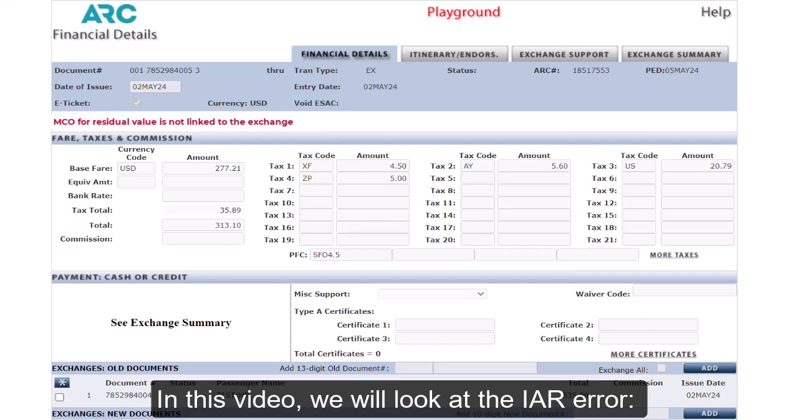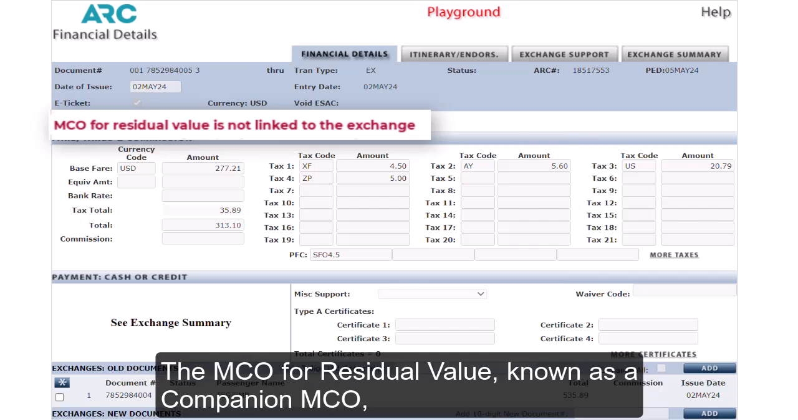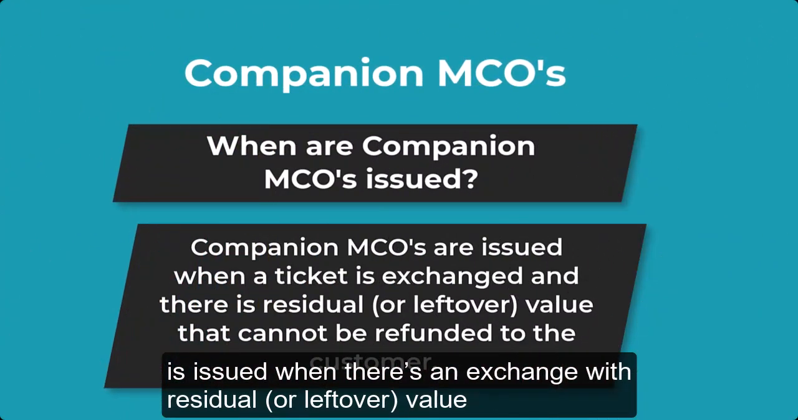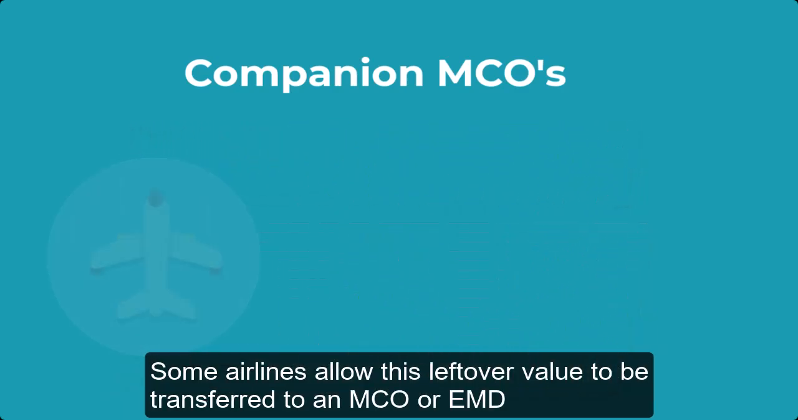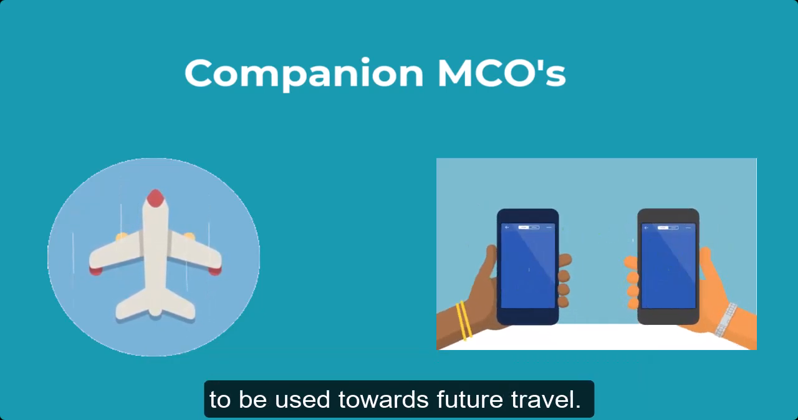In this video, we will look at the IAR error MCO for residual value is not linked to the exchange. The MCO for residual value, known as a companion MCO, is issued when there's an exchange with residual, or leftover, value, and the amount cannot be returned in the form of a refund. Some airlines allow this leftover value to be transferred to an MCO or EMD to be used towards future travel.